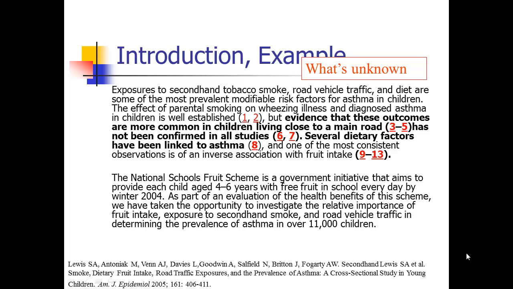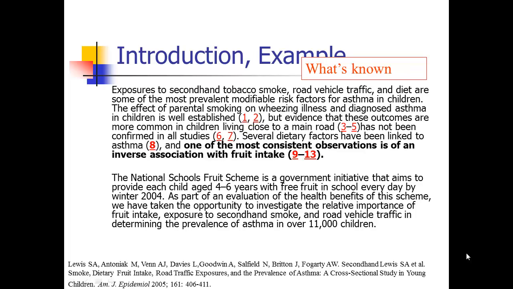So that's the unknown. Then we get back to a known. Sometimes you'll notice that authors will switch between the known and the unknown, and that's okay. They do know one particular dietary factor that seems to be consistently linked to asthma is fruit intake. So we've got all the background, then what's known and what's unknown. Notice that the authors didn't give us any particular details about any of those studies, 1 through 13, that they're summarizing there. They just give you the high-level summary: here are studies that found a link, here are studies that didn't.